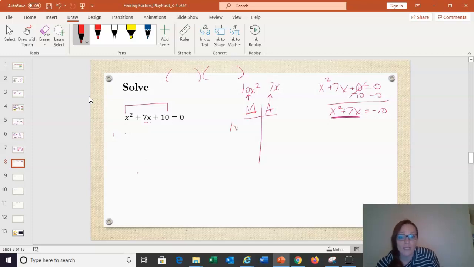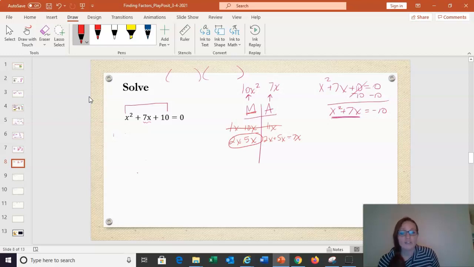Well, we could always have 1x times 10x, right? And then 2x times 5x. Those are the only two pairs of factors. But we want the pair of numbers that adds to give us 7x. Well, 1 plus 10, that's 11. So that doesn't work. Ooh, look, 2x plus 5x is 7x. So we found our pair of numbers.